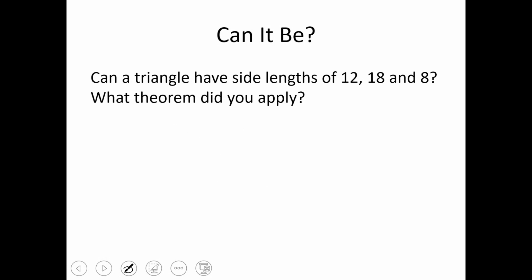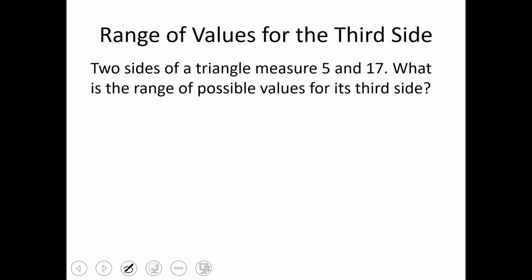All right, so here's another example. 12, 18, 8. Can there be a triangle with these side lengths? Again, my suggestion is this: order them from least to greatest. So 8, 12, 18. Ask whether the first two, the 8 and the 12, whether their sum is greater than the third, and it is. 20 is greater than 18. So yes, check. This absolutely can be a triangle.